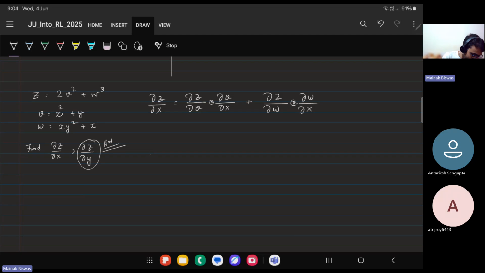So first of all, if you are doing a neural network on this, you will start from x. Your x and y will be your inputs. Do you agree? This is what your inputs are. And in between, the v and the w are the intermediate layers. Do you agree?